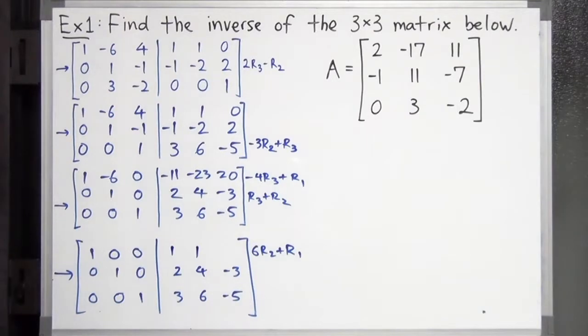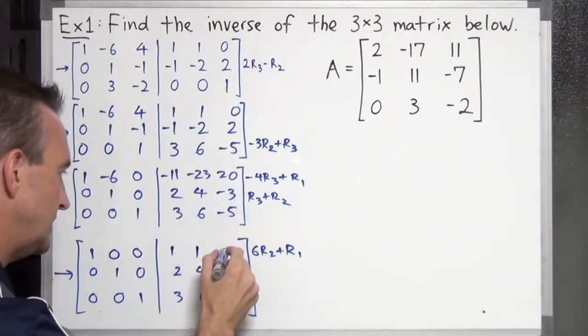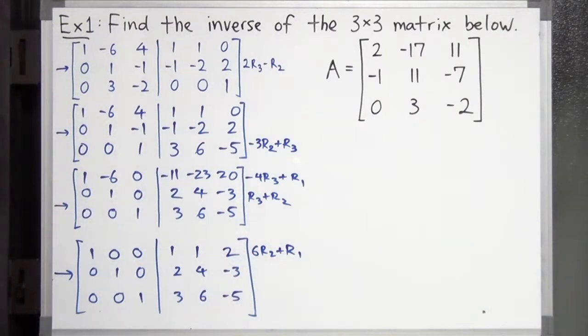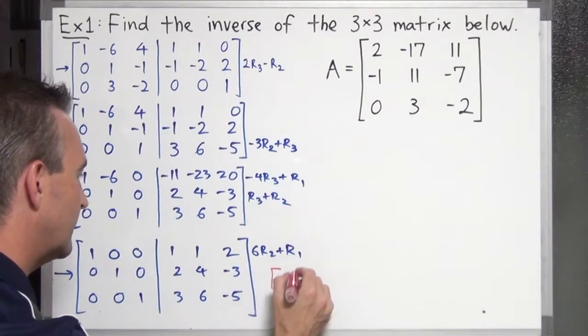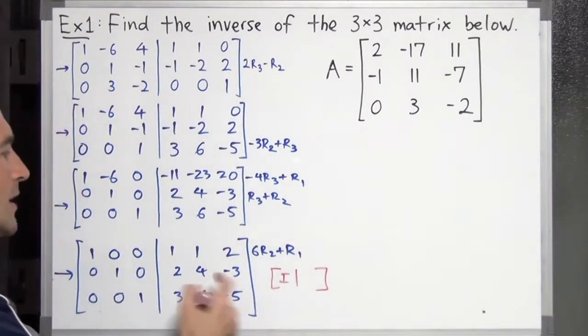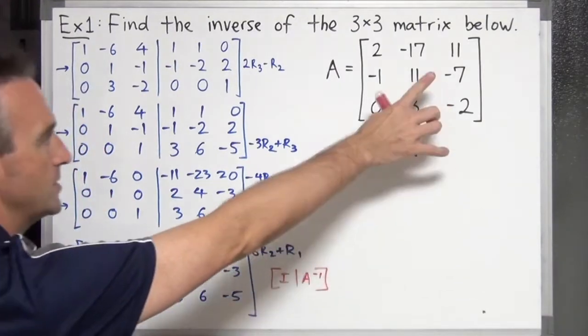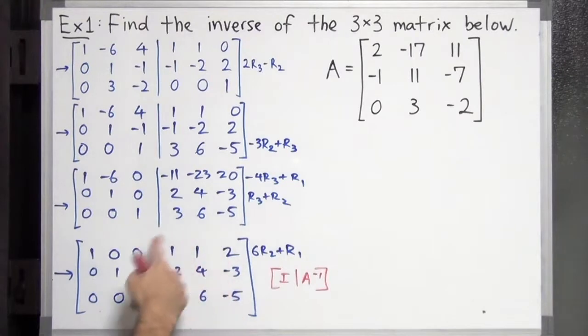Oh, numbers are getting small again. 6 times negative 3 is negative 18, plus 20 is 2. Now the Gauss-Jordan process is over, and this is our result. What you see here is now the identity matrix on the left, and on the right is our inverse matrix, okay? So here's our original matrix, this is the inverse matrix.